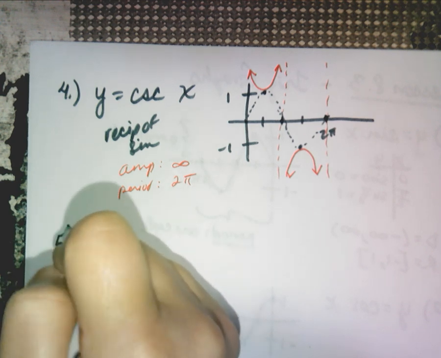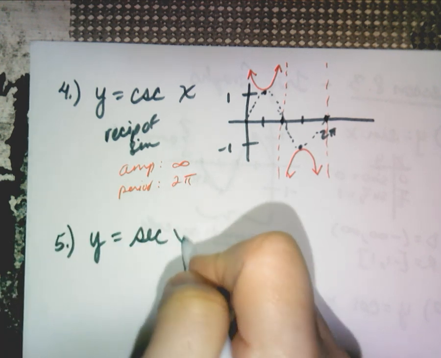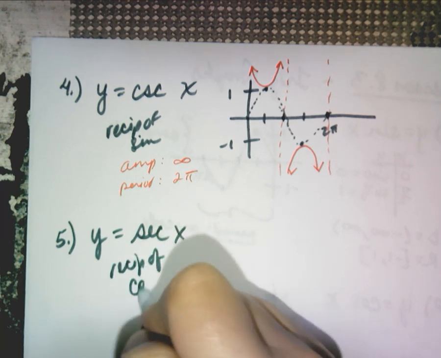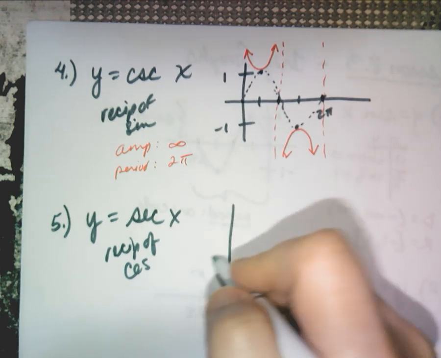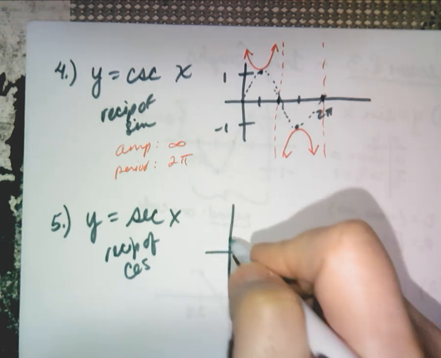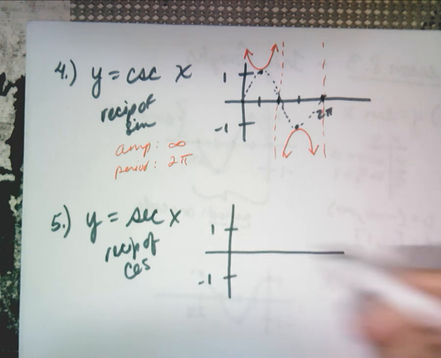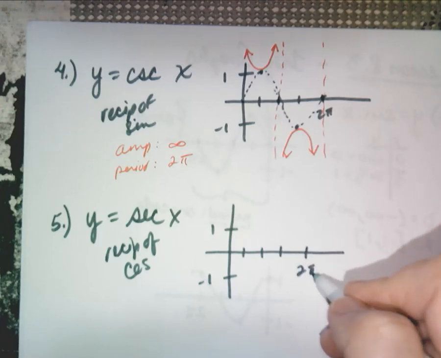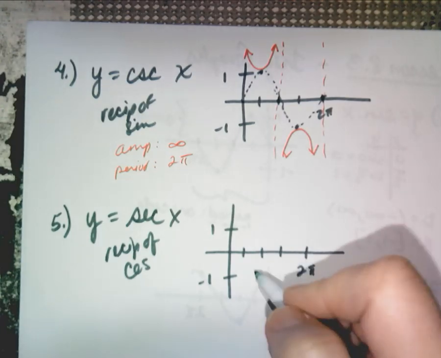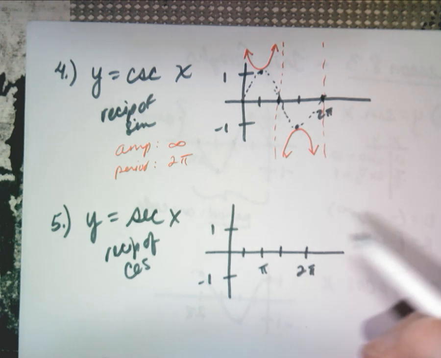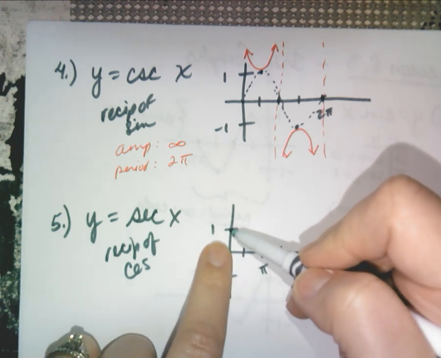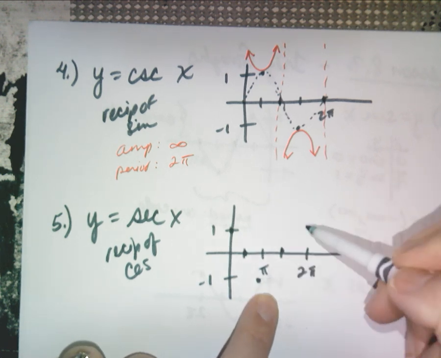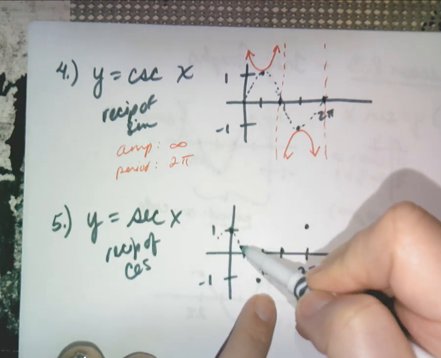Both of you, brilliant. Y equals secant x. So now we're doing the reciprocal of cosine. What I would suggest you do again is draw a cosine graph. As high as 1, as low as -1. Make your marks: 1, 2, 3, 4, 5, 2 pi right here, pi right here. And then I go to draw my cosine. My cosine starts at 1. Make it dashed.